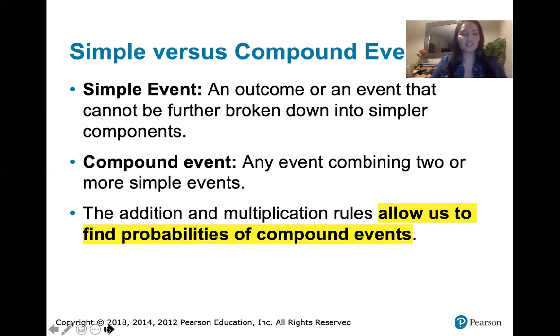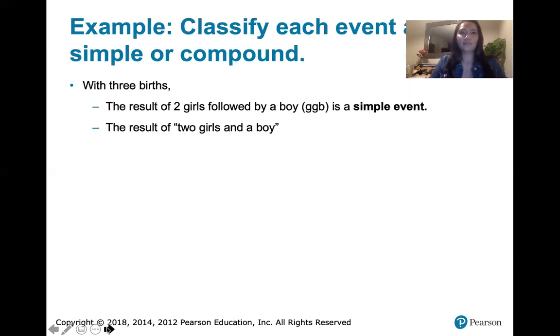So let's revisit that idea of a compound event by revisiting an old example from lesson 4.1. Let's say we've got some events and we want to classify them as simple or compound. If you have 3 births, and we're talking about 3 consecutive births, so there are no triplets here, there are no twins, the result of 2 girls followed by a boy is called a simple event because there's only one way to get 2 girls followed by a boy. The oldest child would be a girl, the second oldest child would be a girl, and then the final child is a boy.